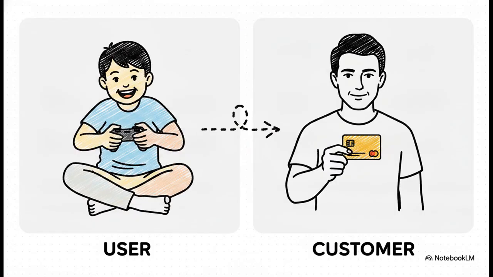Now, here is a massive trap so many businesses fall into. You have to distinguish between the user and the customer. The person interacting with your product isn't always the one actually opening their wallet. Take toys, for example. The user is obviously the child, but the customer, that's the parent.